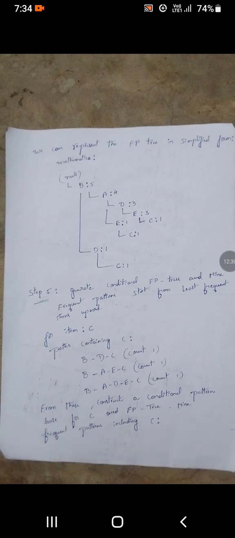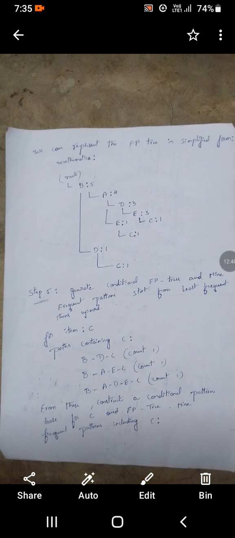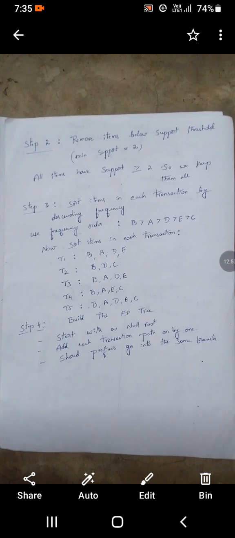For the least frequent item, working upwards, C is what we have identified. For the particular item set C, the paths containing C are BDC, BAEC and BADEC, based on the tree structure and the path we have identified from the following transactions of step 3.